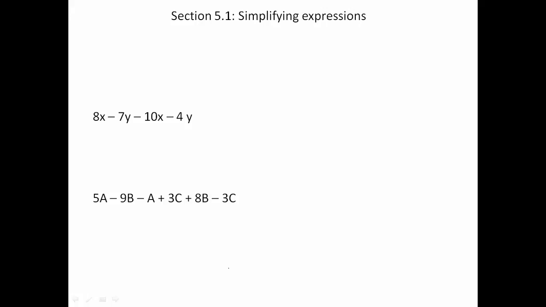Hello, in this video we're going to be taking a look at section 5.1, which is simplifying algebraic expressions. The main thing to remember about algebraic expressions in this section is that they are not equations. When we're simplifying expressions, there's no equal sign, so you can't actually solve. There's nothing to solve for. You won't end up with just a plain old number as your answer. You're going to end up with another expression.